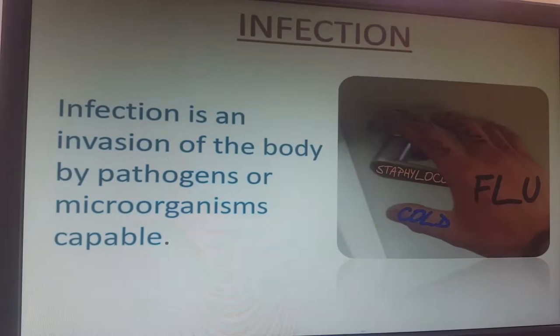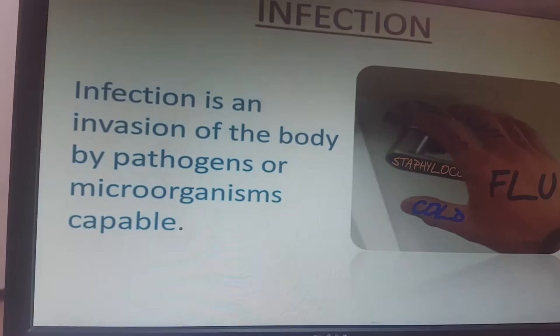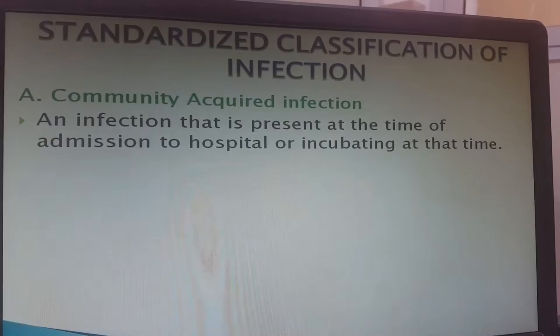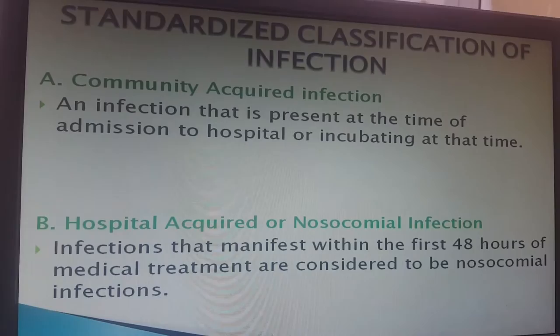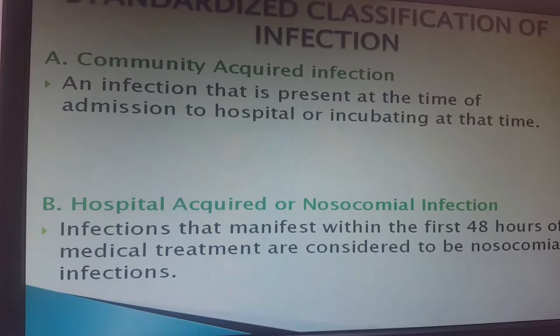What is infection? Infection is an invasion of the body by pathogens or microorganisms capable of invading and multiplying in the tissue and creating infection. Okay, the standardized classification of infection: you have community acquired infection and hospital acquired infection. Community acquired infection is an infection present at the time of admission to the hospital, or incubating at this time. But hospital acquired infection is infection that manifests within the first 48 hours of medical treatment, and is considered to be a nosocomial infection.